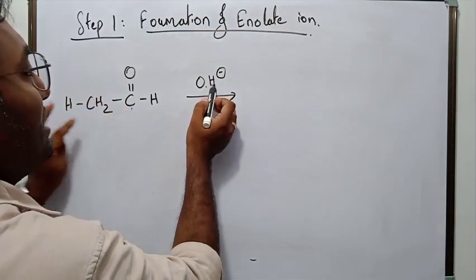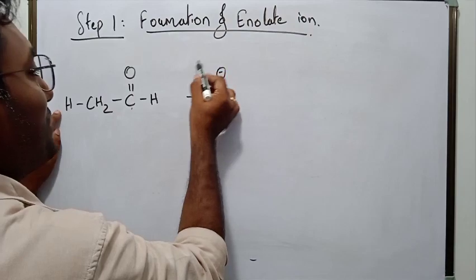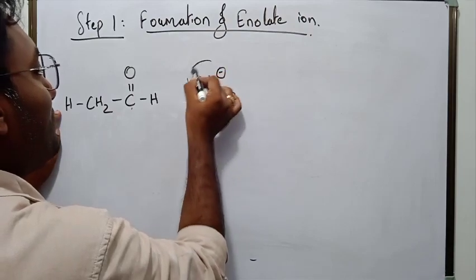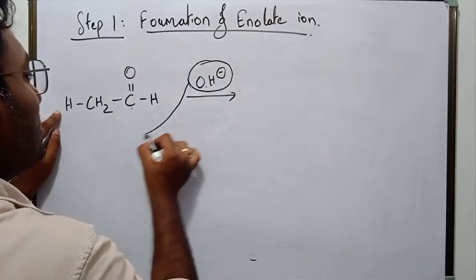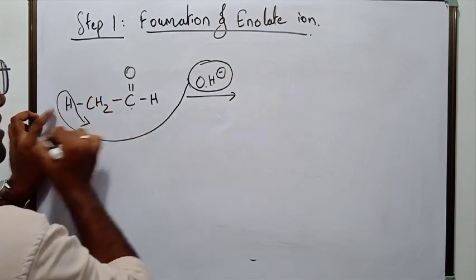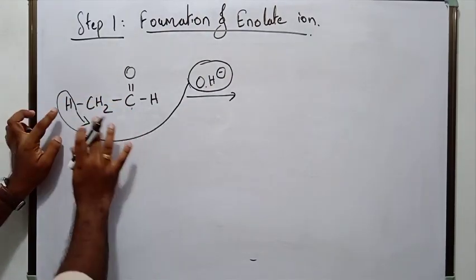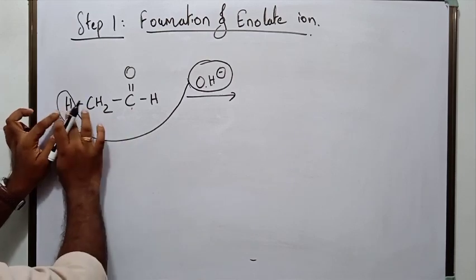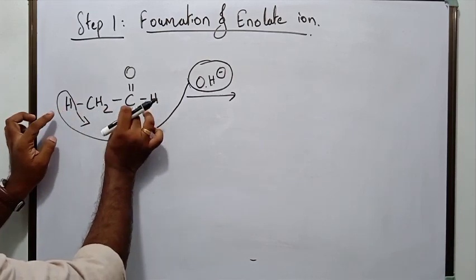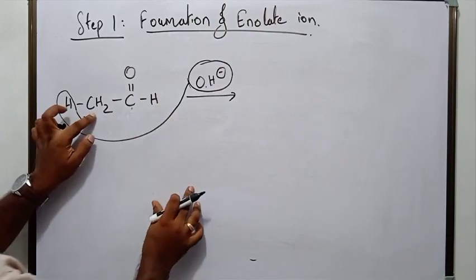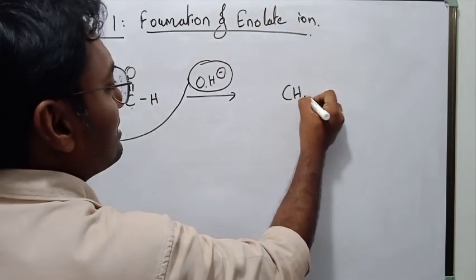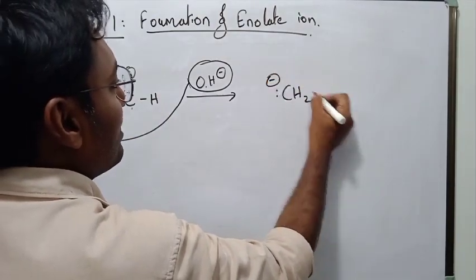But here it will act as a base. OH minus would act as base. It would actually knock out the H from here. Okay, because alpha hydrogen is present. So it would prefer to knock out an alpha hydrogen atom rather than act as a nucleophile and attack the carbonyl carbon. So what we get here is enolate ion.